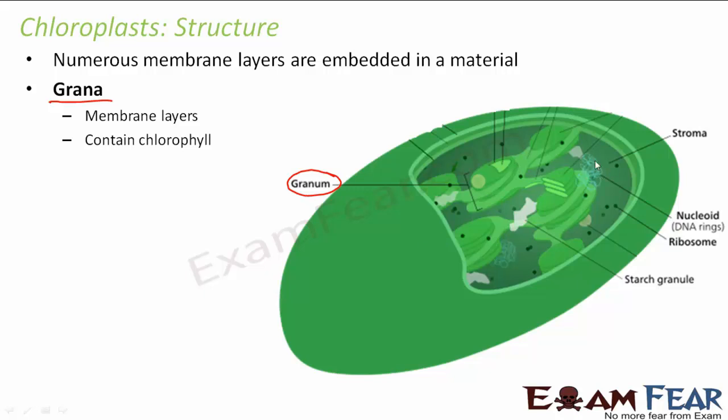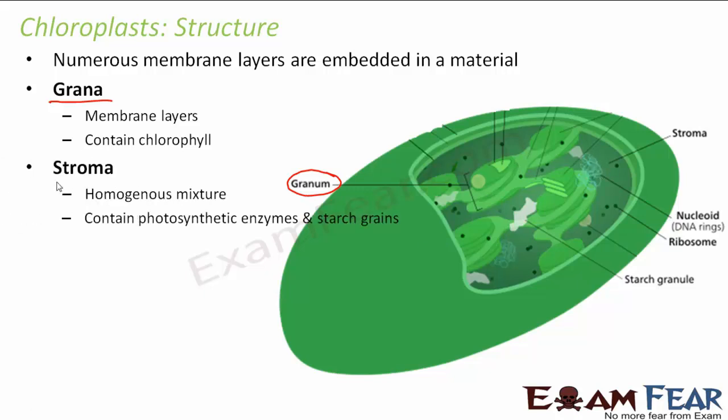So the material in which they are embedded is known as stroma, and each of these layers is known as granum. So this is grana and this is stroma. Stroma is the material. This dark green colored material in which they are embedded is called stroma. So let us suppose this is the stroma, and grana is something like this. One above another, and then they are embedded in a material, right? So chloroplast is made up of grana and stroma.